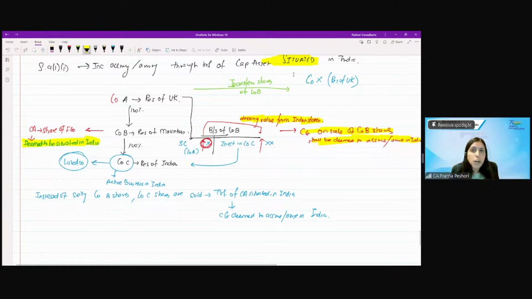Is this particular point clear, students? Yes or no? Yes or no? Yes. Is this clear up till now?